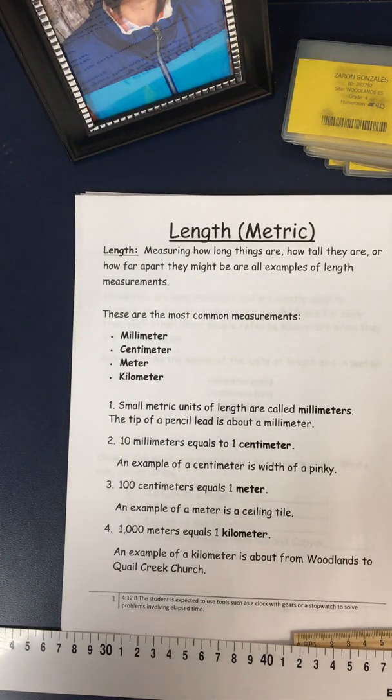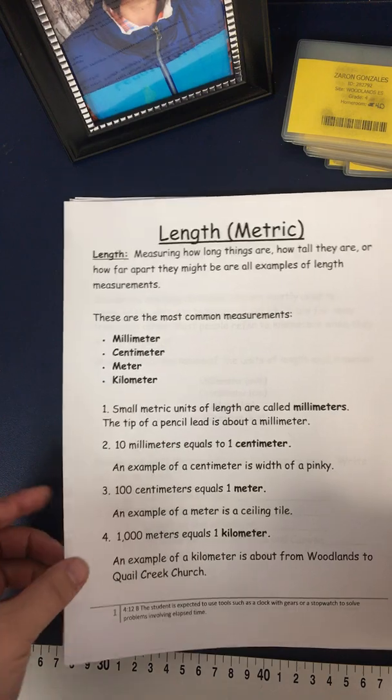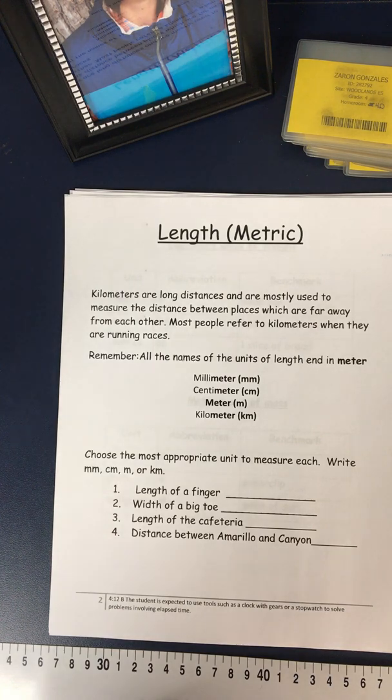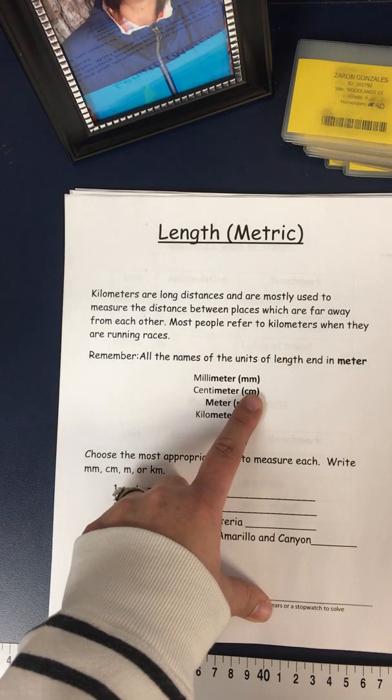Now notice when you're working with the metric system, everything ends in meter because everything is compared to a meter, okay? So that's something to help you kind of remember the difference between metric and customary. But on your math charts, you don't have to remember that because it'll tell you whether it's a metric length or a customary length. Okay. Kilometers are long distances that are most commonly used to measure the distance between places which are far away from each other. Most people refer to kilometers when they are running races. Remember the names of the units and their lengths end in meter.